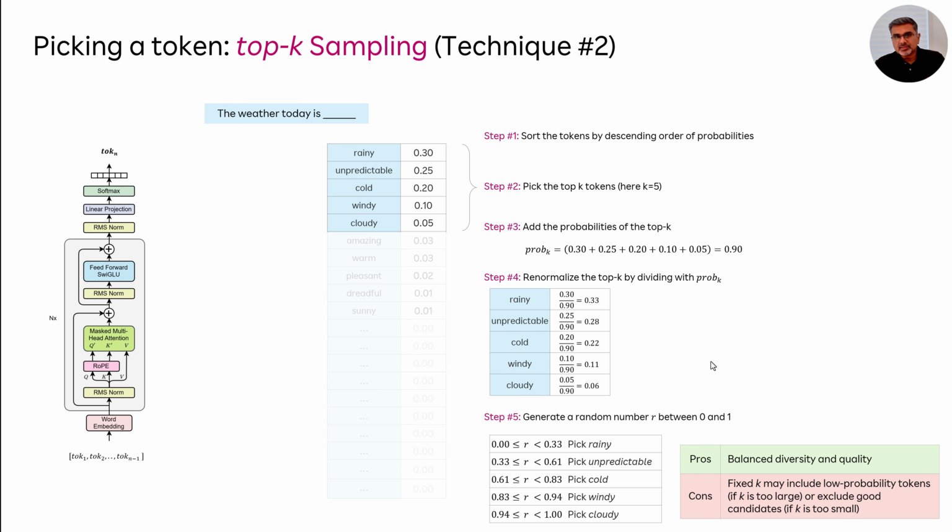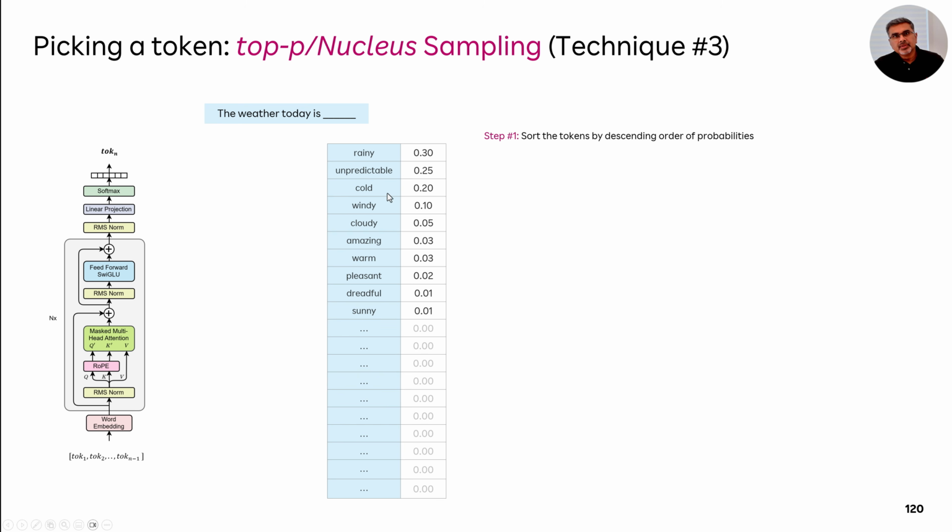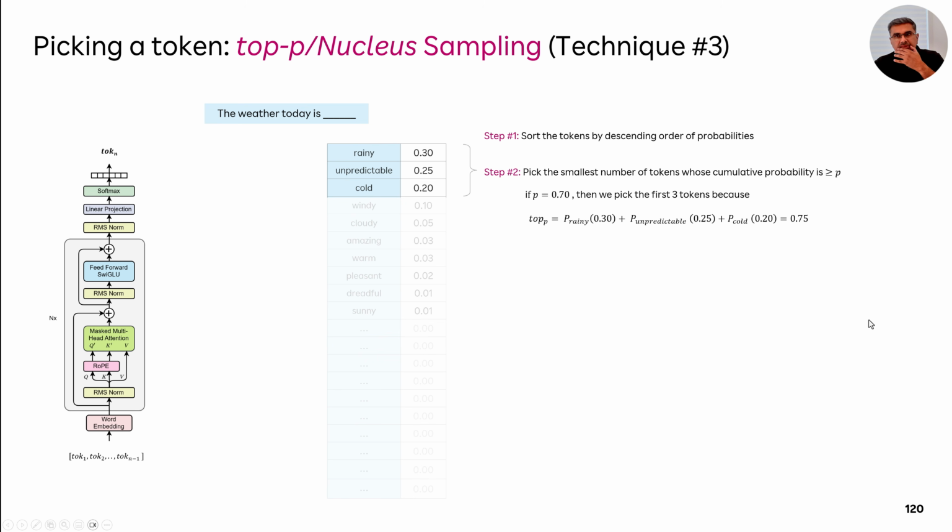To fix this came the next strategy, called top P or nucleus sampling. By the way, nucleus sampling is the technique used by most production-grade large language models today. The strategy is similar, with one twist. You sort all the tokens by descending order of probability, like we did with top K. Then you pick the smallest number of tokens whose cumulative probability is greater than some probability P. Let's say the P you pick is 0.70, so 70%.